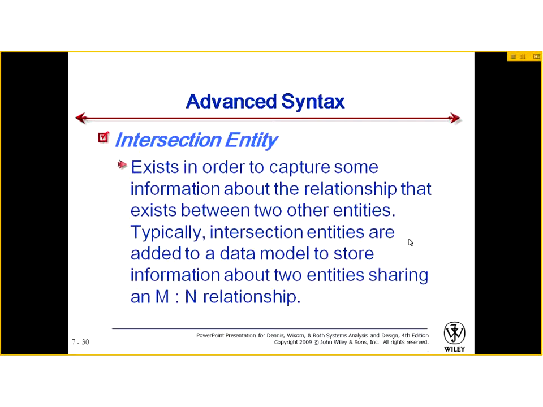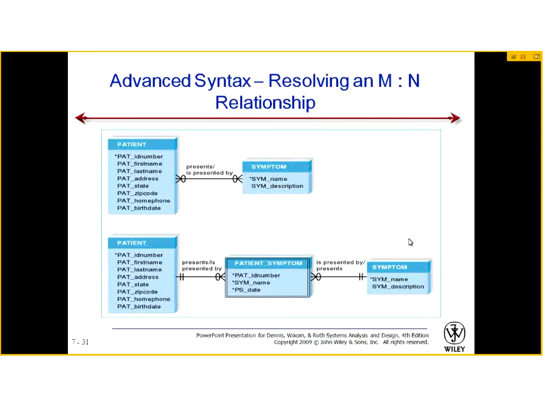Then there can be intersection entity as well, which is there just to capture some information about the relationships that exist between two entities. And mostly we add intersection entities in the entities which are having many-to-many relationships. We cannot have, or we avoid having, many-to-many relationships in our entity relationship diagram. So whenever two entities are having a many-to-many relationship, you need to resolve that. To resolve that, what you do is you introduce an intersection entity.